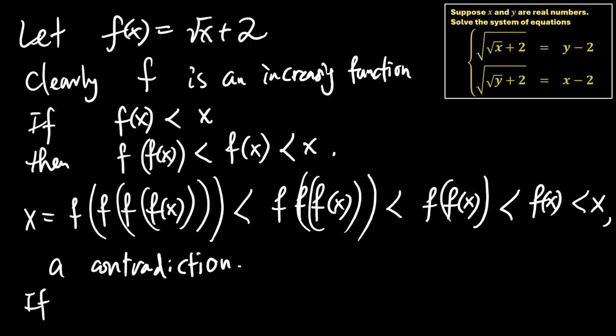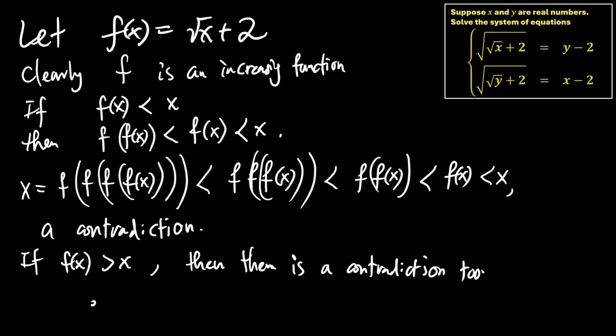Likewise, if f(x) is greater than x, then there is also a contradiction. This means that we have no choice, there is only one possible answer, that is f(x) equals x.